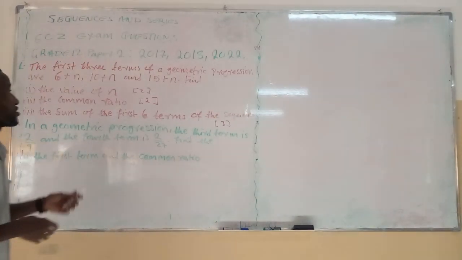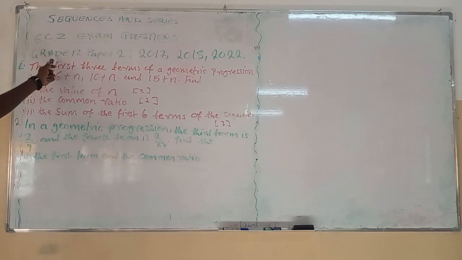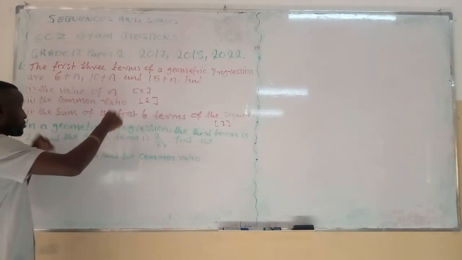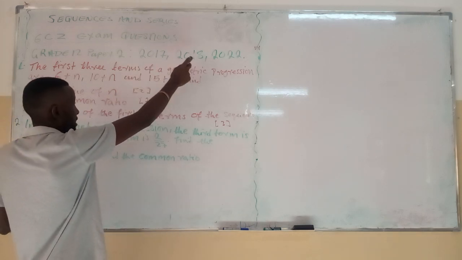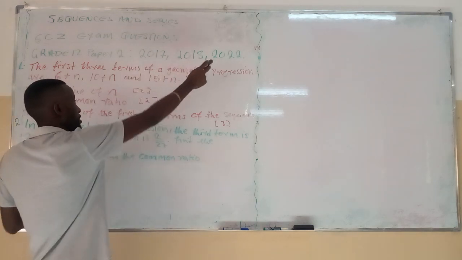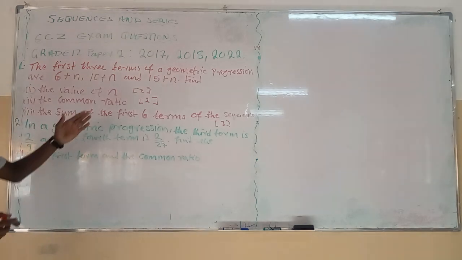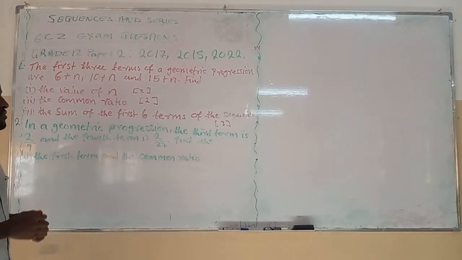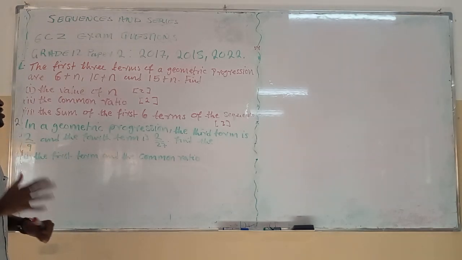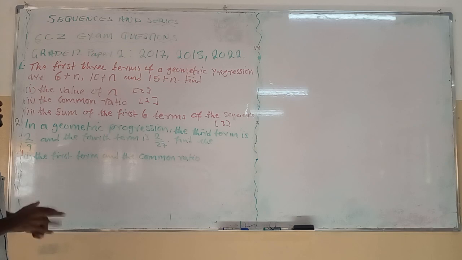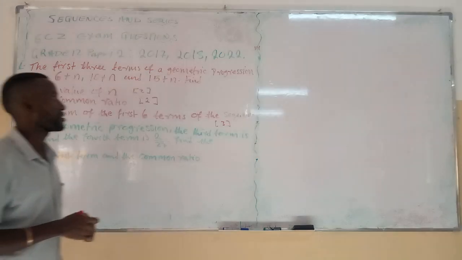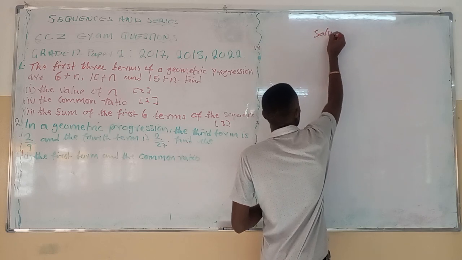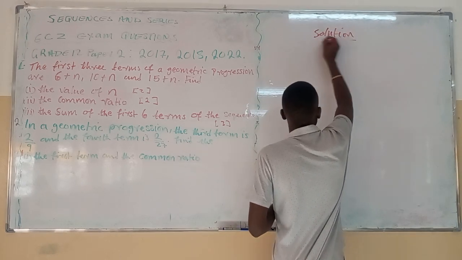These are ECZ exam questions, specifically Grade 12 Paper 2 questions. I've picked from 2017 and 2018, but 2022 is also part of it. I would advise you to look at these papers because they give you a hint of how examination questions are designed in ECZ. Now let's do the solutions. We start with the first one.